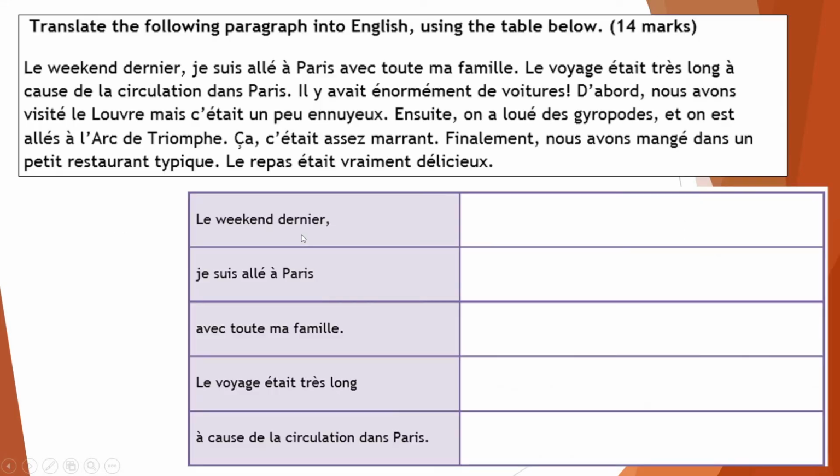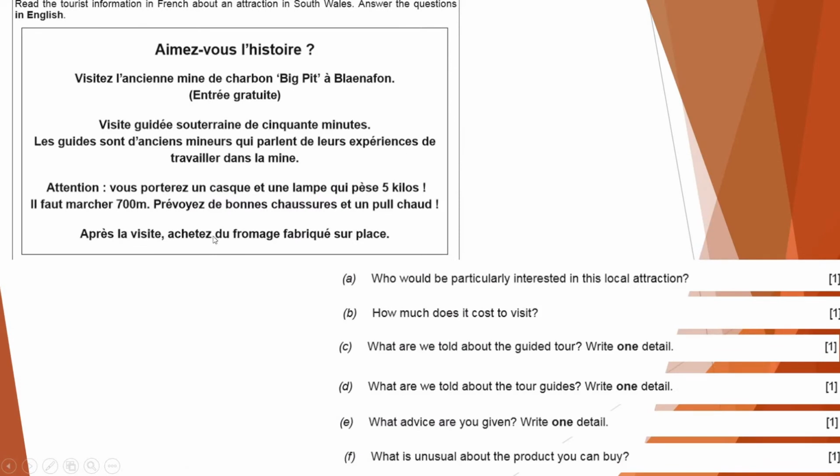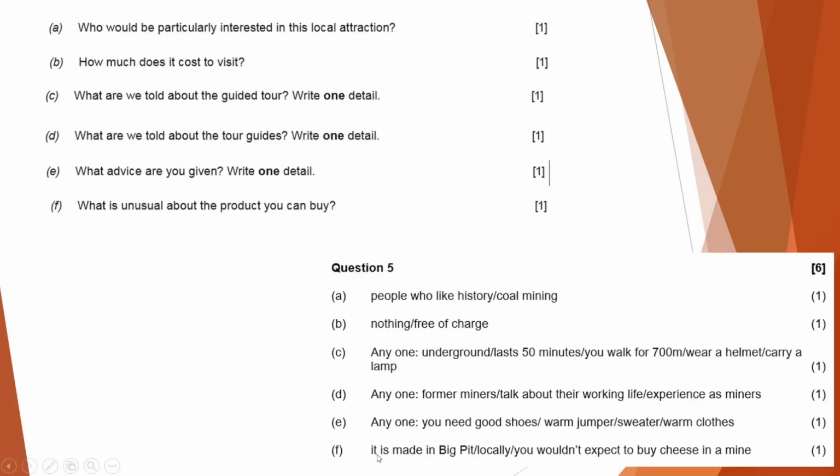What is unusual about the product? So literally, this means after the visit, buy cheese made or "fabriqué" on place, on site, in other words, okay? So it's made in Big Pit, it's made locally, or it could be that you wouldn't expect to buy cheese in a mine, okay? So sometimes they do put quite obscure questions in, so that was a difficult one there, and I couldn't give you any more hints without you having the experience of trying what it would have been like in an exam, okay? Right, so again, mark yours and leave what you put, just make the amendments in a different colour.